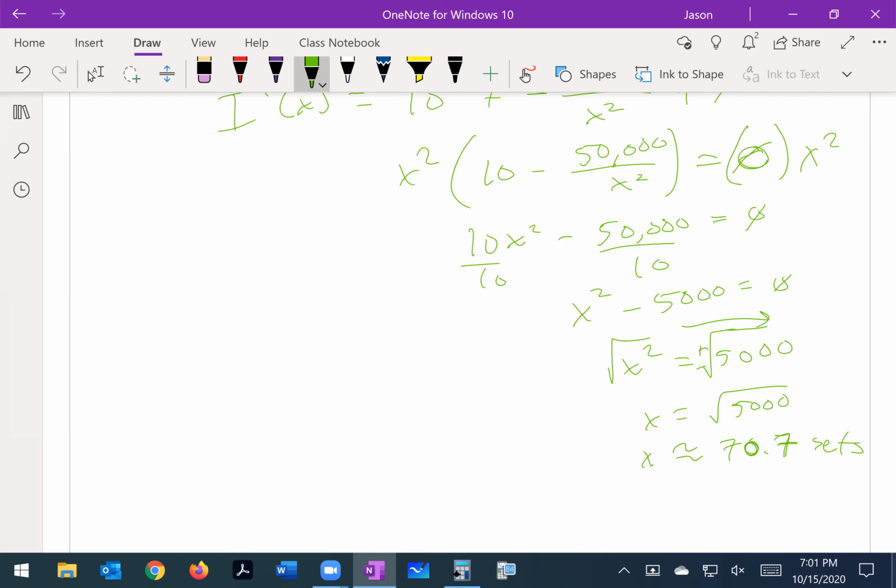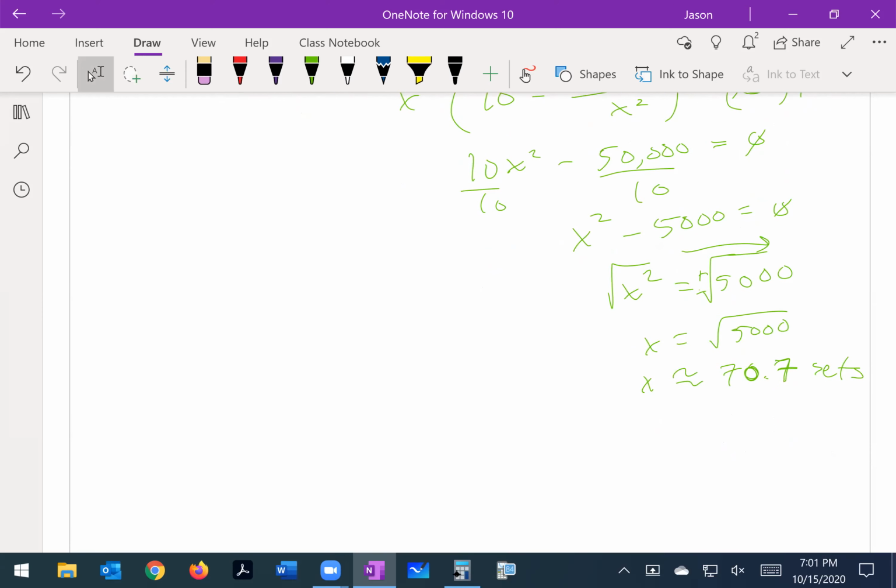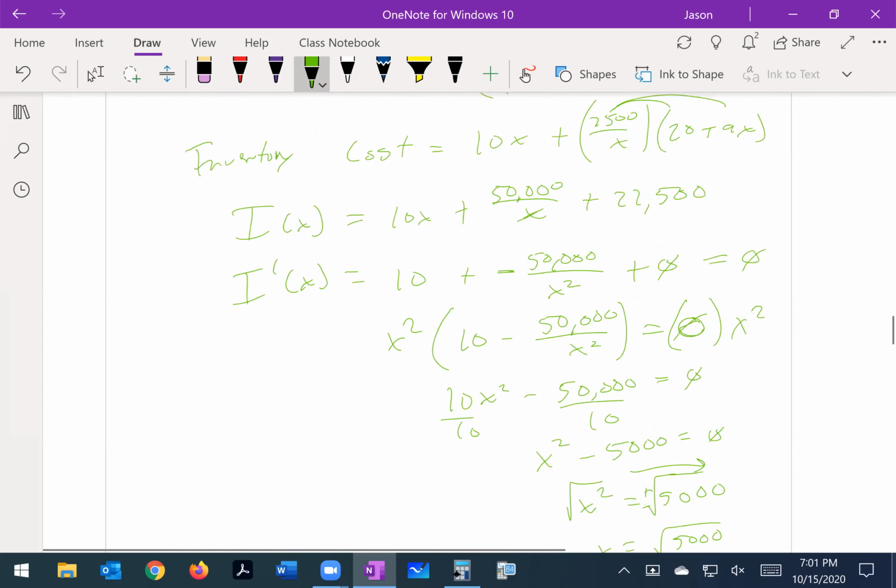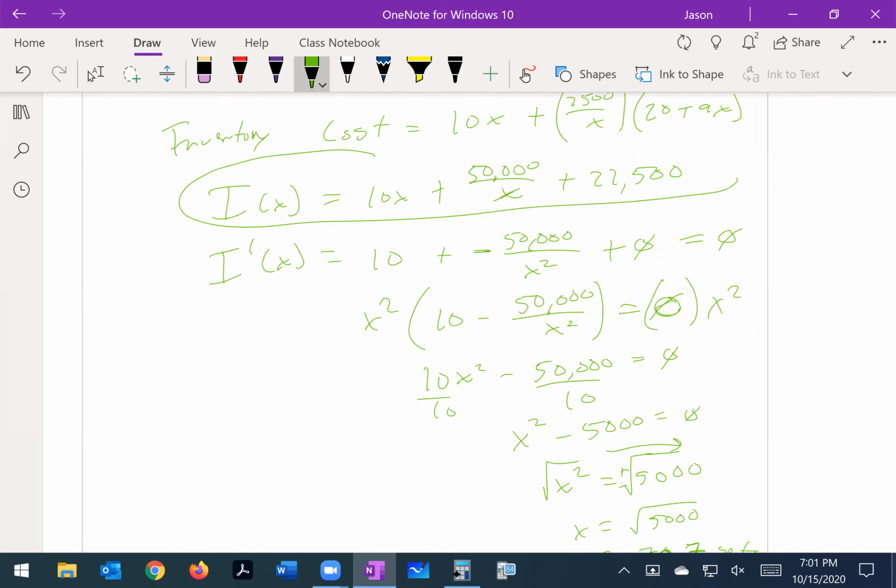So to minimize my inventory cost, I either need to do I of 70 or I of 71, and I want to find out which one's the lowest. What was my inventory cost function? It was this one here. I want to find out which one's the minimum.